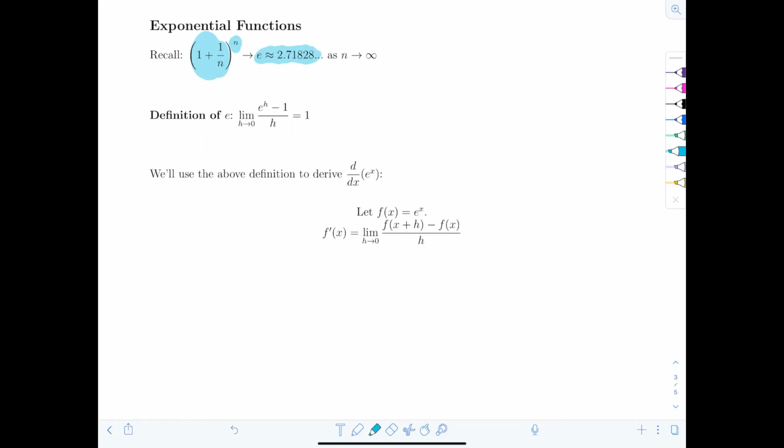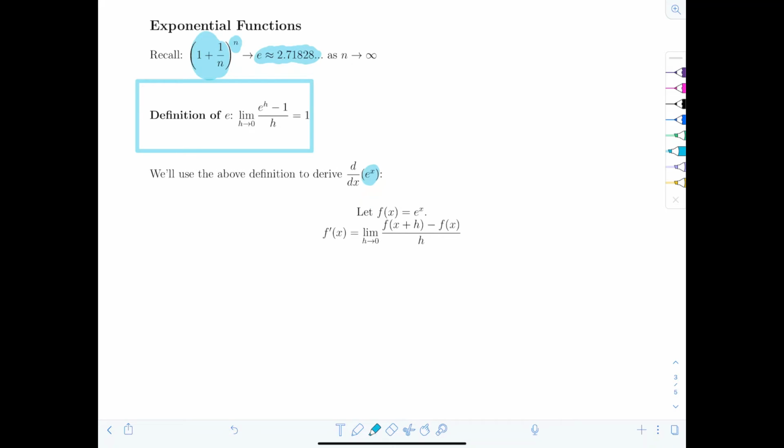Also, definition of e, Euler's constant, for the calculus student. We define e to be the following. The limit as h approaches 0 of e to the h minus 1 over h is equal to 1. This should remind you of what we worked on in the last unit when we found derivatives using the limit definition, and we're going to build on it right now. So we're going to use the above definition to find the derivative with respect to x of e to the x. Okay, so we're going to let f of x equal e to the x.